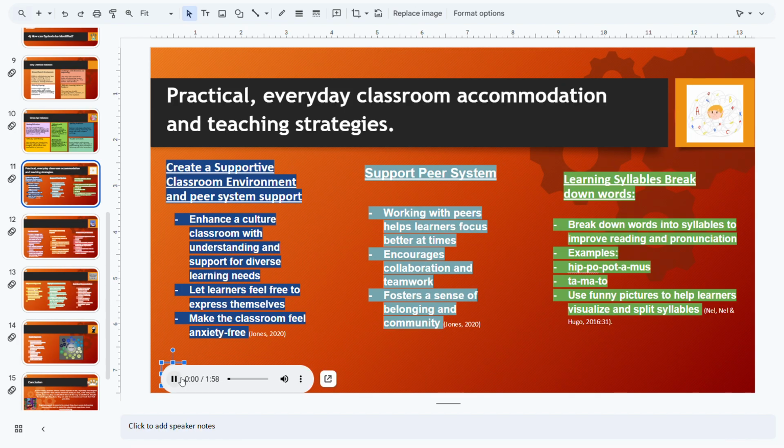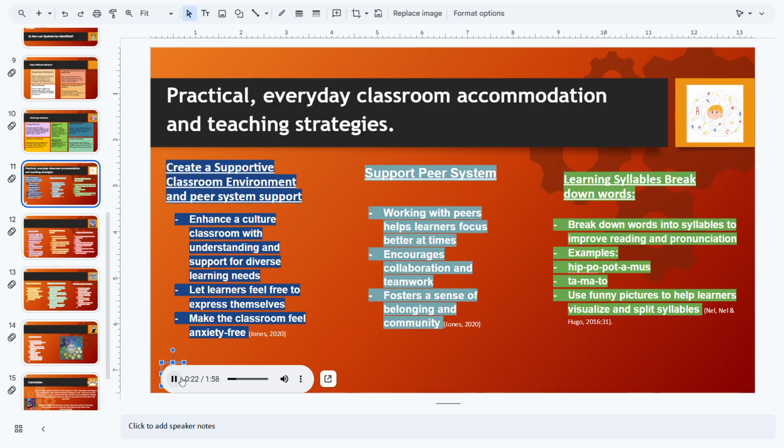The next few slides will be on practical everyday classroom accommodation and teaching strategies for the dyslexic learner. The educator plays a vital role in revisiting the previous lessons before beginning a new lesson. Have short and clear instructions, so not too much information has to be learned.